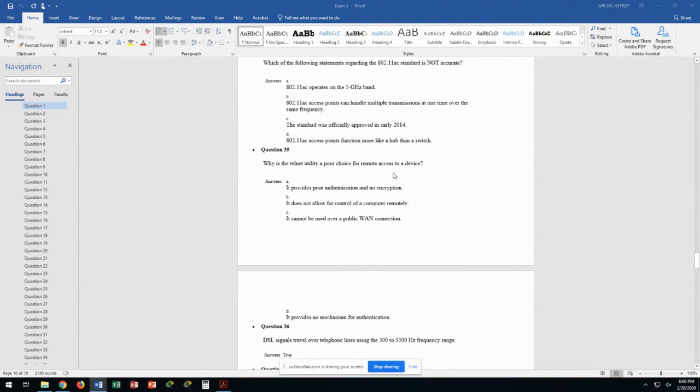All right, 34. Which of the following statements regarding the 802.11ac standard is not accurate? It's D, right? It's not accurate that access points function like a hub, right? Right, that would be horrible, right?